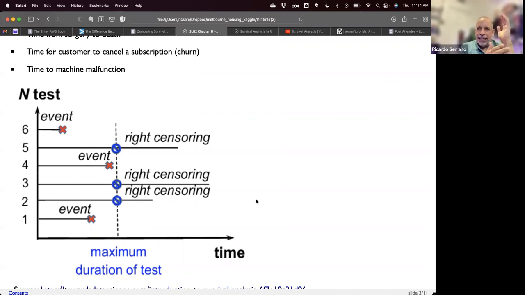At the end of the year, you're going to have X amount of customers that left the subscription, but then there will be others that are still there. Okay, that's your censored data, because you stop your study at that time. You stop your study and then you don't know what happened after that. Is that a little more clear now with that example?